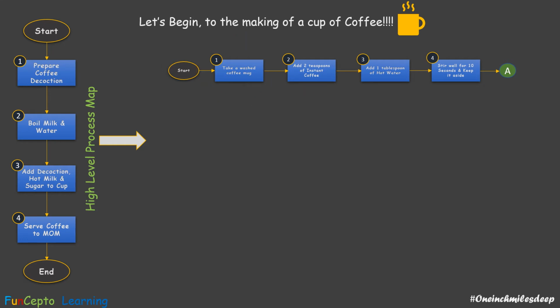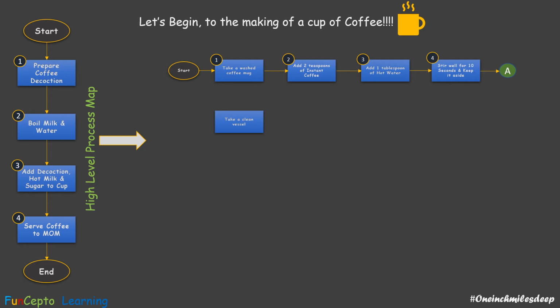And if you look at the details in each of the steps as well, we are talking more about specifics. We are measuring, we are taking an actionable step, right? When you say take 2 teaspoons of instant coffee, we are asking how much and what of that instant coffee. And then we are also talking about how it needs to be stirred well for 10 seconds. So these are some of the specifics that you need to keep in mind while you are defining a process map.